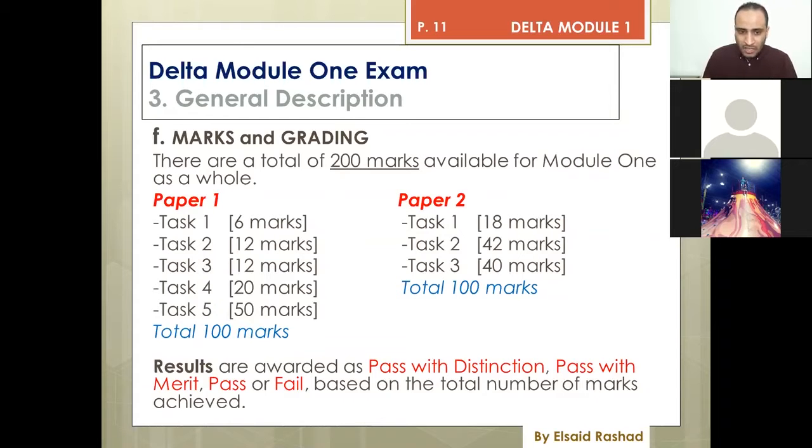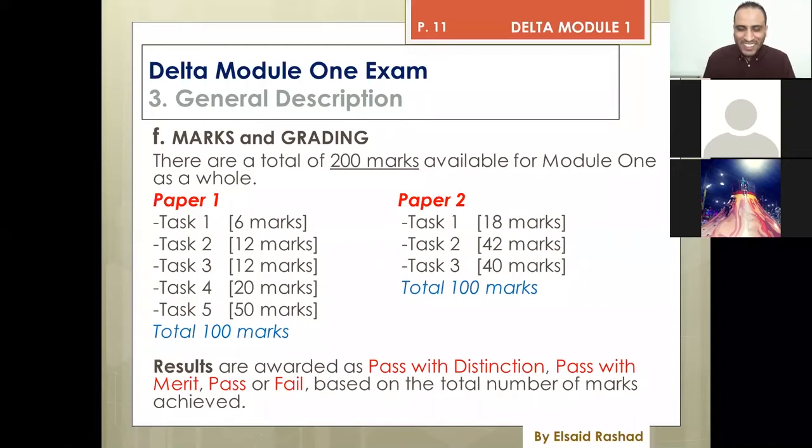For the grading or the results, people are usually awarded pass with distinction, pass with merit, pass or fail. So how to get pass with distinction, how to get pass with merit, how to get pass, okay? Can anyone tell me? Do you have any idea on how to get pass with distinction? So the total marks are 200. If I want to get pass with distinction, how many marks should I get? Pass with merit, how many marks? Pass, how many? Let's talk about the pass now. What do you think? You can make guesses. How many marks do you need to acquire to get a pass in Delta Module 1?